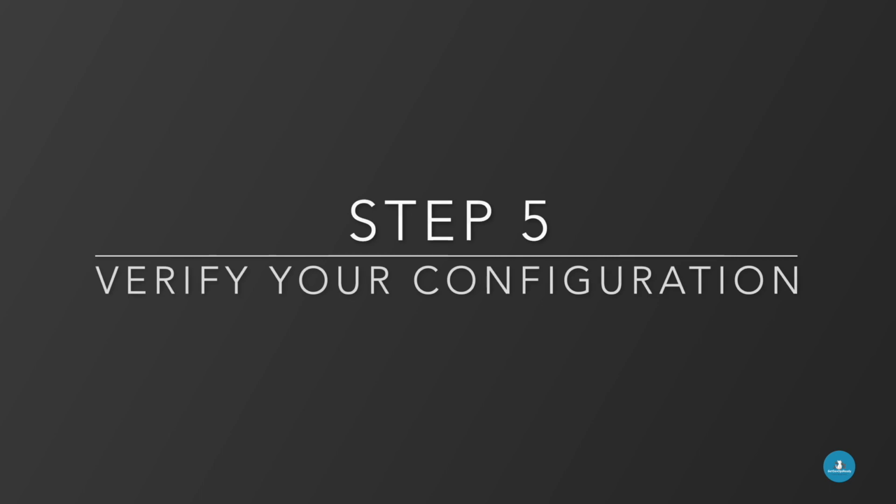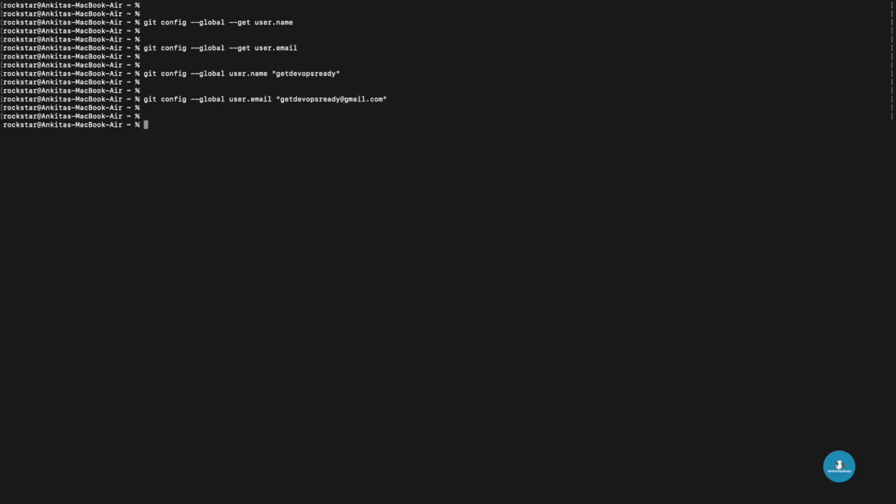Step 5 is to verify your configuration. To verify that your Git identity has been configured correctly, rerun the commands git config --global --get user.name and git config --global --get user.email. This information is essential as it will be associated with your Git commits, allowing collaborators and Git history to identify your contributions. You should now see your name and email displayed on the screen.